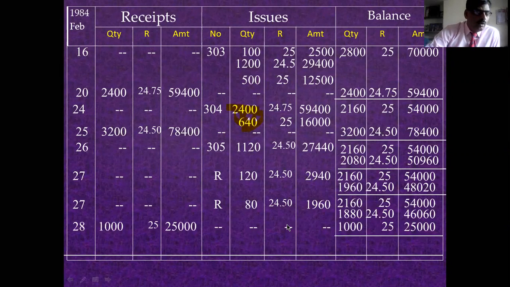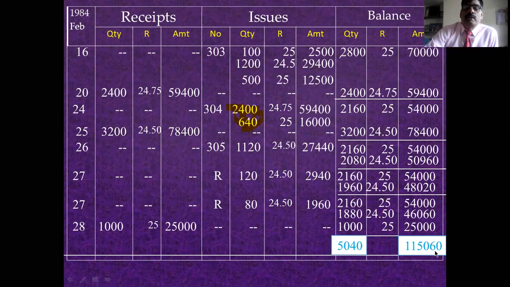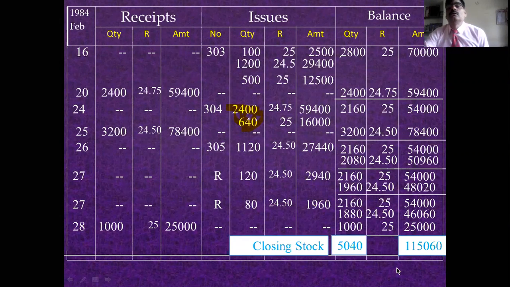Okay. Problem completed, you take the total. Total is 5,040 quantity. Amount is 1,15,060. Okay. This is called the closing stock.